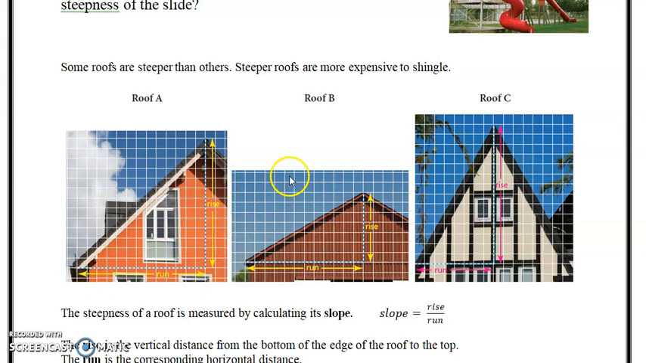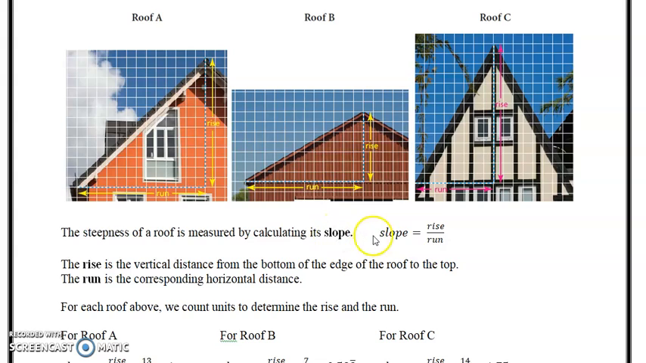This is a common practice that is used in construction of, like I said, a home, a garage, or even a barn. So this is going to be called slope. Slope is equal to the rise over the run. It's basically how far are you going up or down divided by how far you're going right or left. Obviously up is positive, down is negative, right is positive, left is negative. So rise is your vertical distance and the run is the corresponding horizontal distance.